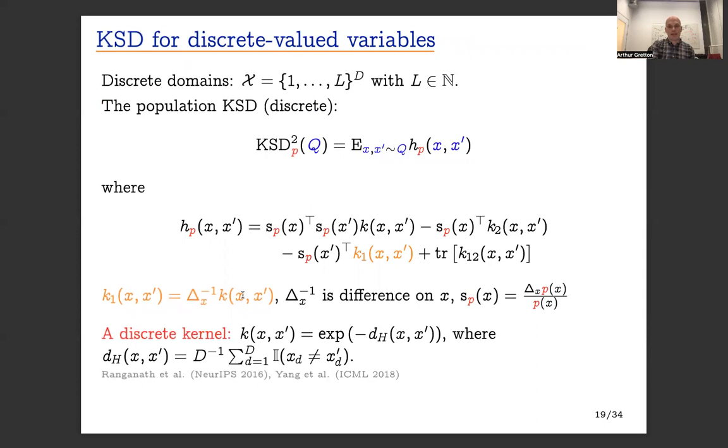So I also need a discrete kernel. The kernel we'll use in our experiments is going to be the exponential of the Hamming distance between words X and X prime.